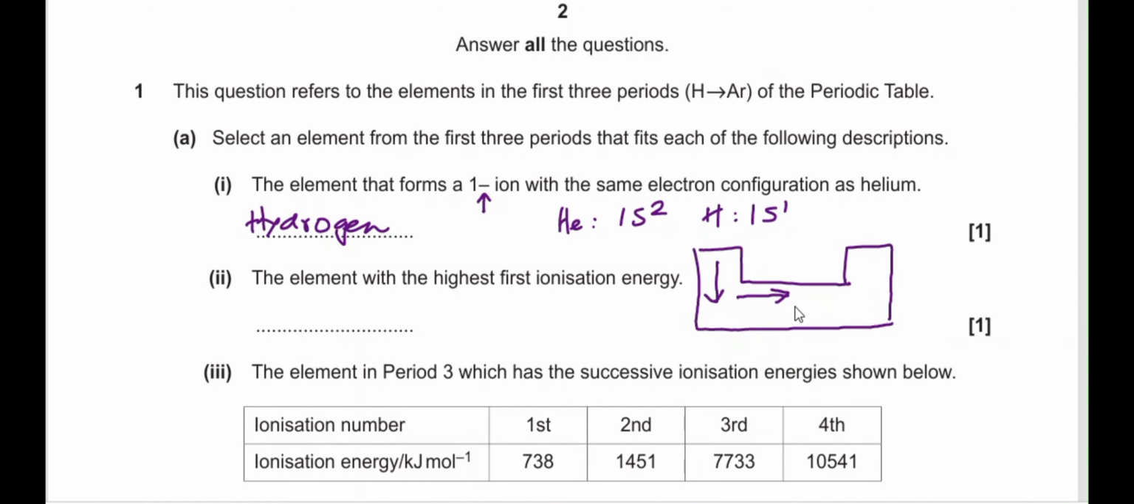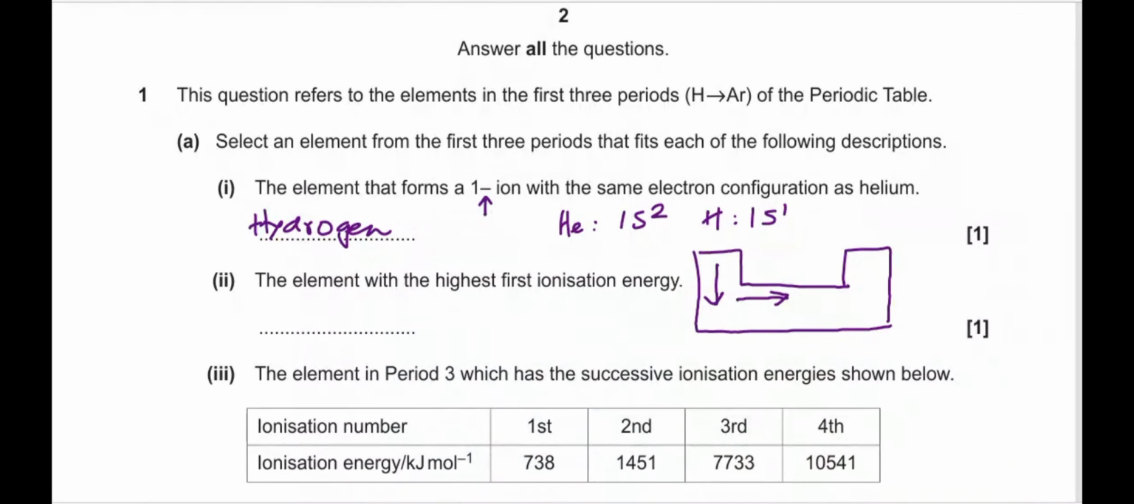Secondly, there is no additional shielding when you go across the period. Thirdly, when you go across a period, the atomic radius decreases due to increased pull by more number of protons, and this also increases the energy required to separate the first electron. And due to these reasons, the element which is at the topmost and the rightmost part of the periodic table will be having the highest first ionization energy, and that is helium.